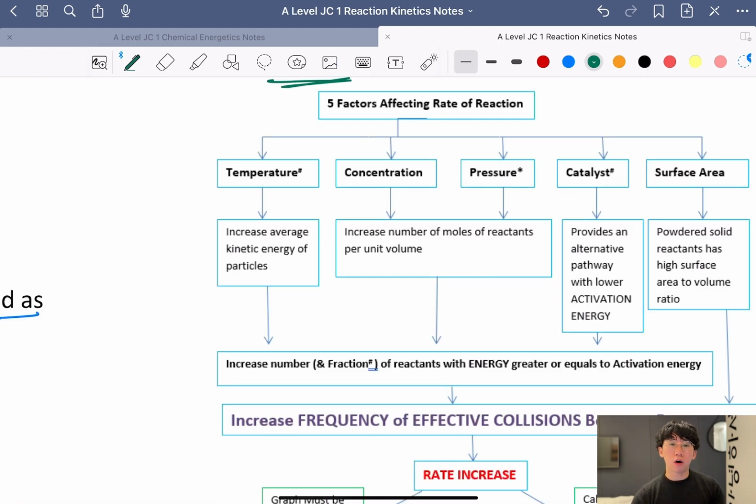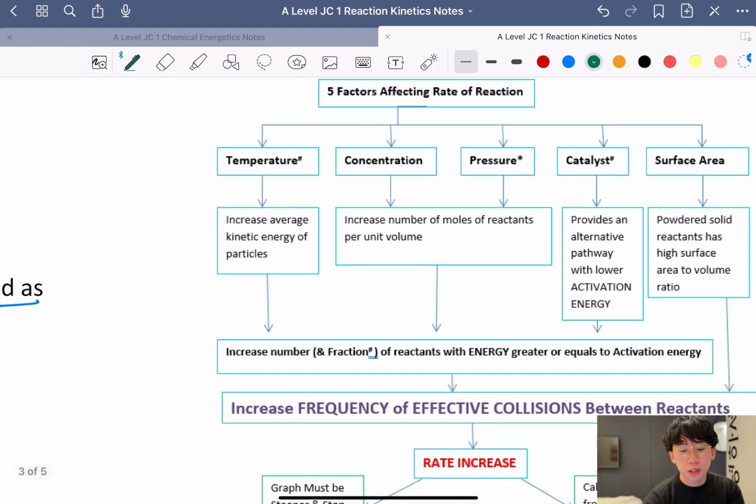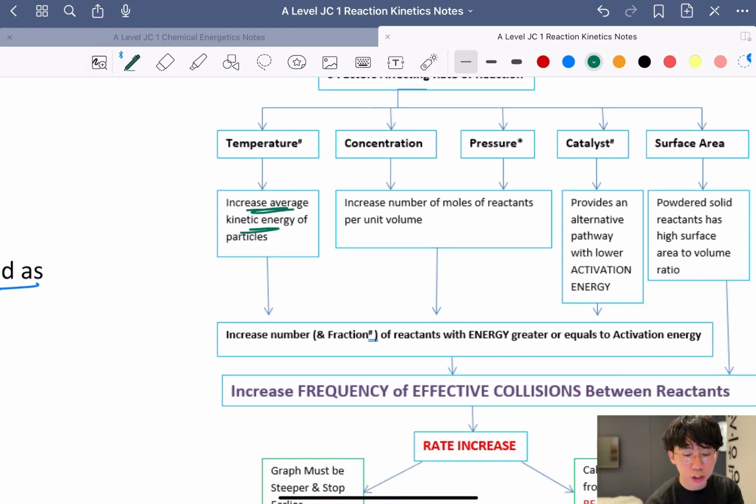So this is a summary of all the factors that affect your rate of reaction. We can start with temperature. Temperature increases the average kinetic energy of your particles. Because of that, the number and fraction of reactants with energy greater or equal to activation energy will increase. You also increase the collision rate. And when you increase collision rate, you effectively increase the effective collisions between your reactants.